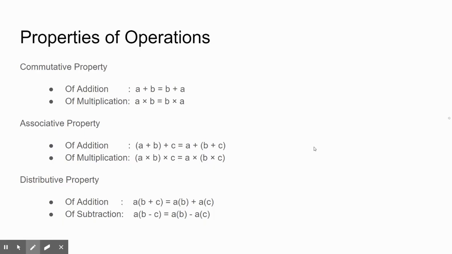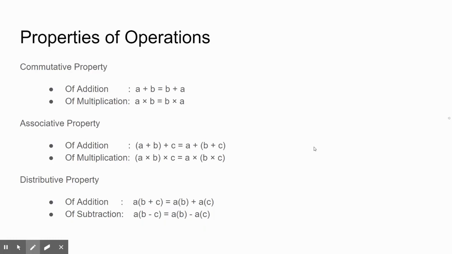Basically what that says is that it doesn't matter what order you add or multiply in, they should be the same. So for example, a plus b is equal to b plus a. We literally saw that in the previous example on the previous slide. There's one for multiplication as well. It works the same way.